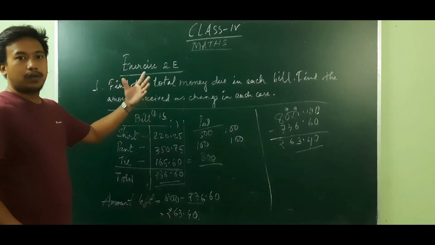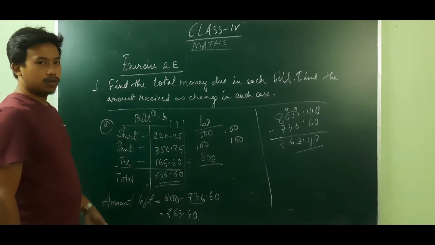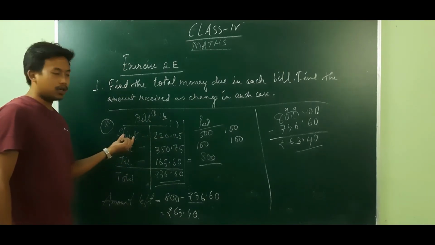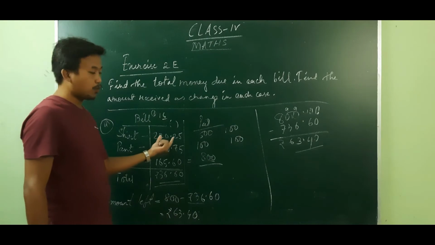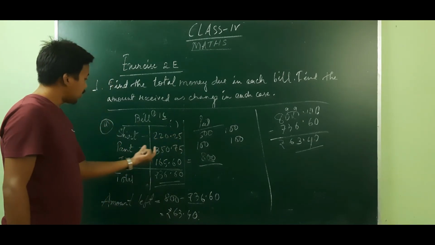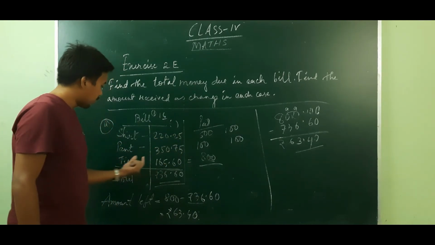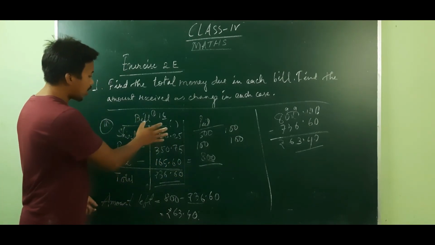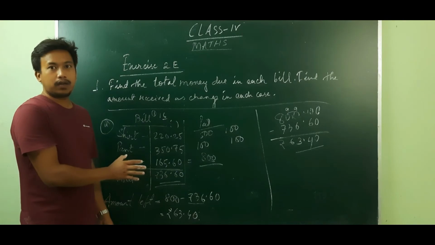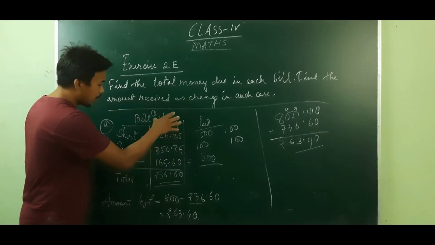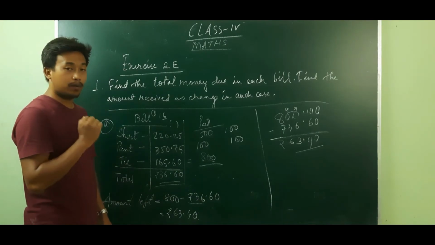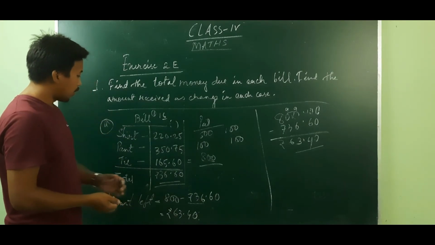Again, just see it here, listen. Say for example, you went to the bookstore of your school. From there you bought a shirt that cost 220.25, a pen 350.75, and a tie 165.60. So first of all, these are all your expenditure. So you have to add up all your expenditure. How much you are supposed to pay?